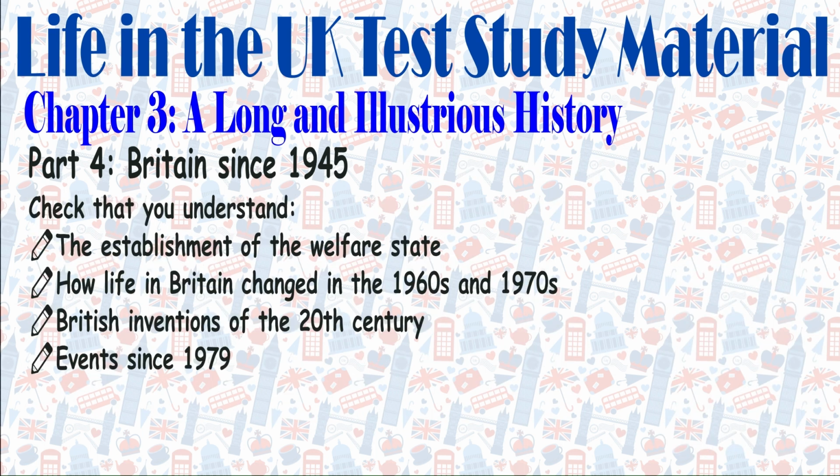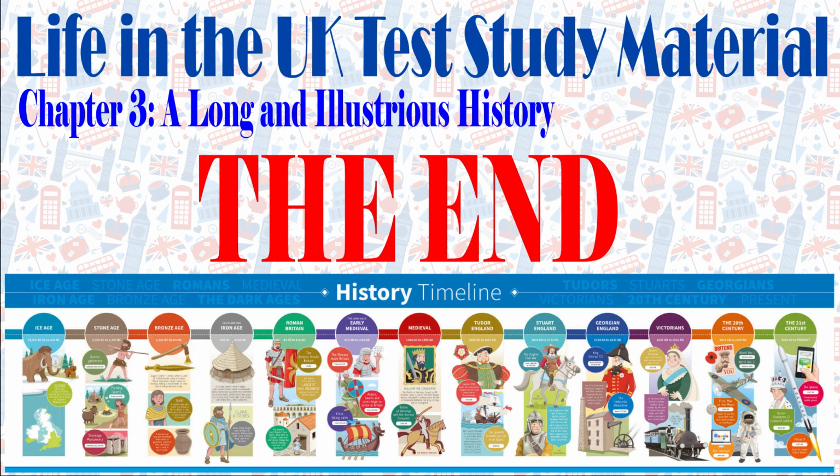Check that you understand. The establishment of the welfare state. How life in Britain changed in the 1960s and 1970s. British inventions of the 20th century. You do not need to remember dates of births and deaths. Events since 1979. That brings us to the end of Chapter 3, A Long and Illustrious History.